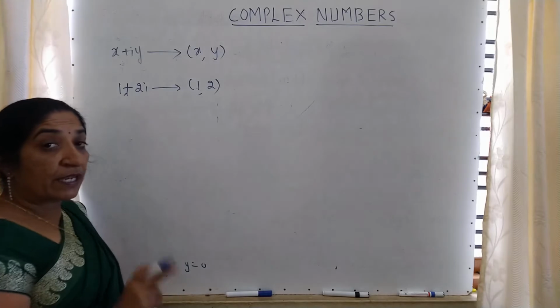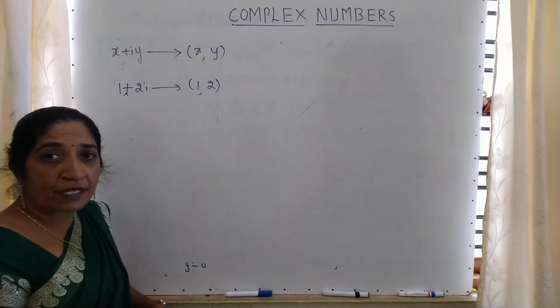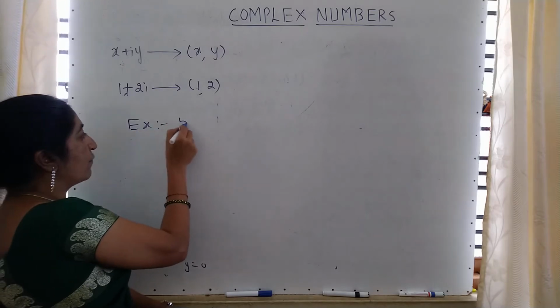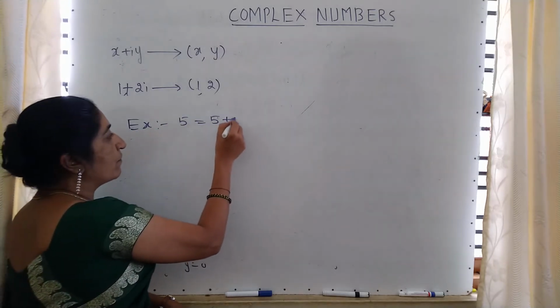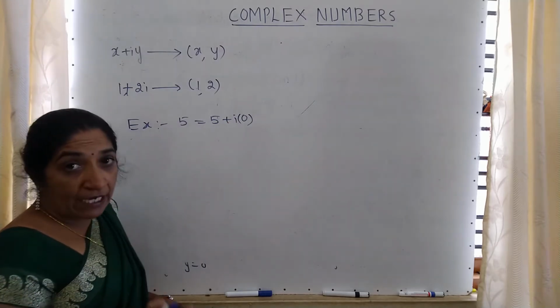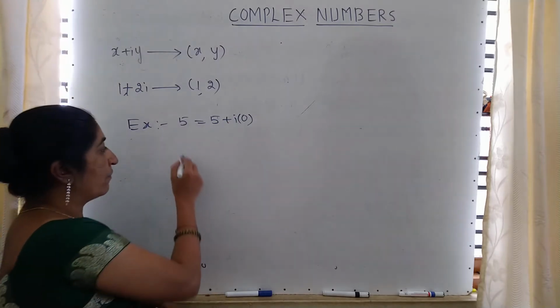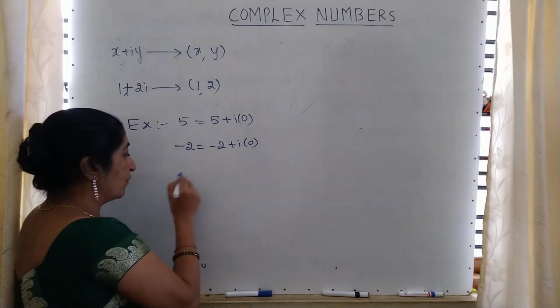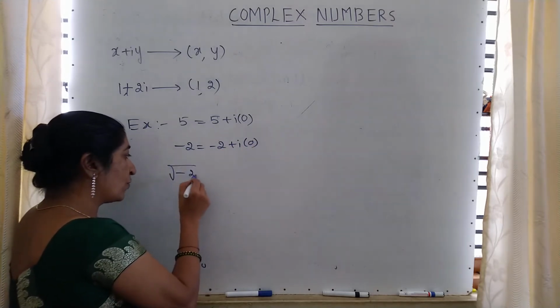And remember, every number is represented in the form of a complex number. For example, if it is a 5, 5 will be 5 plus i0. See, is it a complex number or not? Any number in the form of x plus iy. If it is minus 2, if it is square root of minus 2, how do you write?